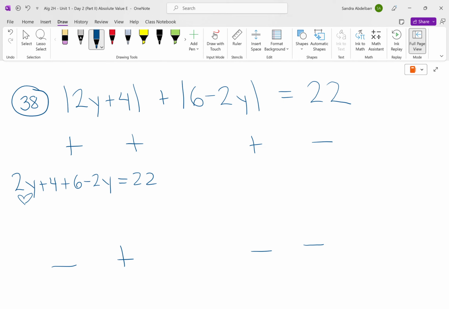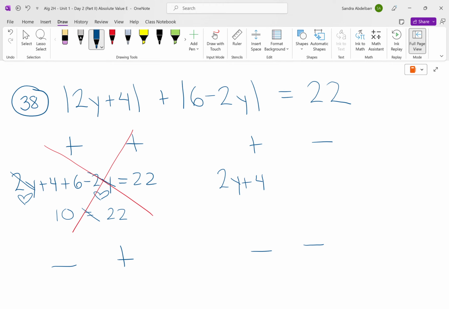Or as it is, I should say. So now we combine our like terms. And when I combine my like terms, I have a positive 2y and a negative 2y. They cancel out. So I end up with 10 is equal to 22. Is that a true statement or a false statement? That is a false statement. So does this work? No. So for them both to be positive does not work. All right, let's go on to the next one.